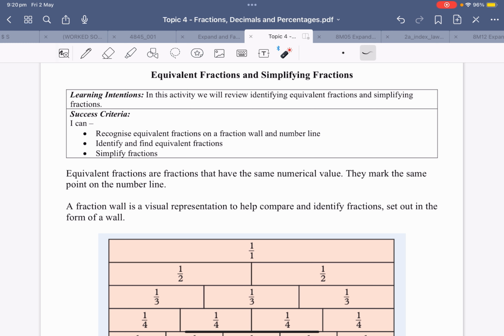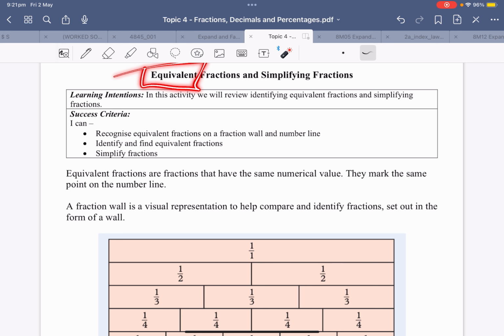Now, this is where it gets really important, and this is where I would like to emphasize a lot: equivalent fractions and simplifying fractions. Not all fractions are of different values. I could say 1/3 of the class are passing the exam, or I could say 10 students out of 30 are passing the exam. They are equivalent fractions. That means they have equal value.